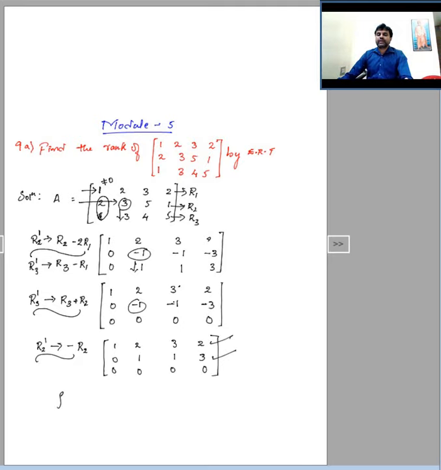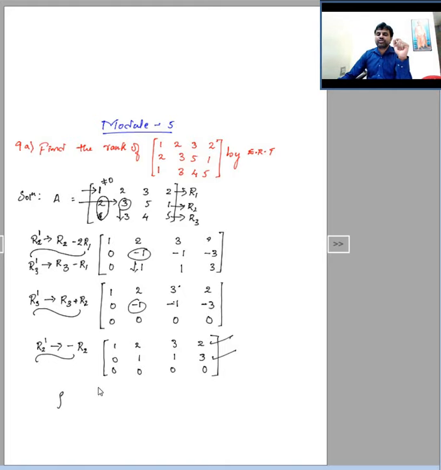So now the diagonal elements are non-zero. These two values are non-zero, and these two values are equal to 1. Always the leading entry should be 1 here. So here the non-zero rows are 2 rows. The non-zero rows means the whole row should be non-zero, not equal to 0. All the entries should have some values. Then such a row is called non-zero.